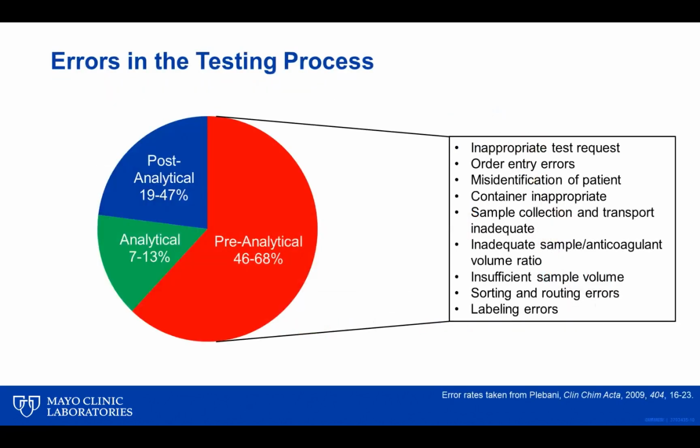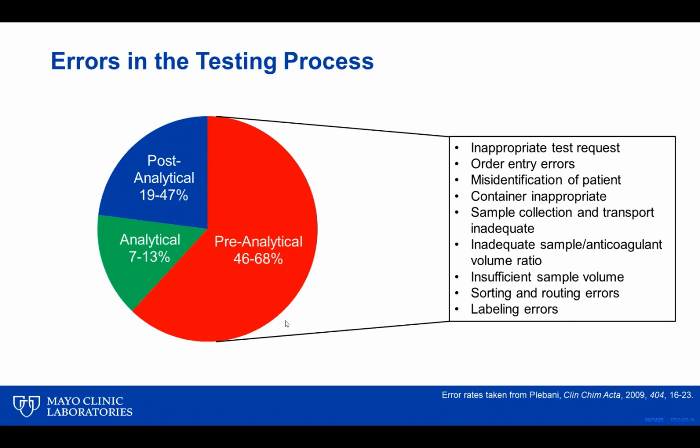So when we think about where this process tends to break down, we know that the pre-analytical phase is responsible for about 46 to 68% of testing errors. That's followed by the post-analytical phase, accounting for 19 to 40% of testing errors. And then finally, the analytical phase, accounting for approximately 7 to 13% of all testing errors.